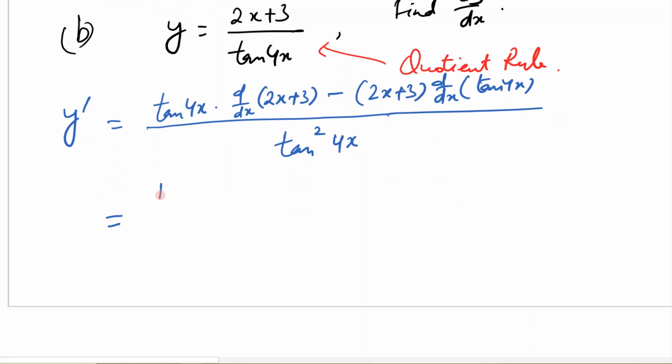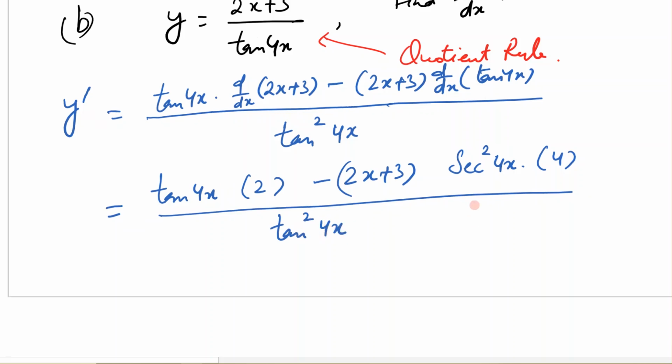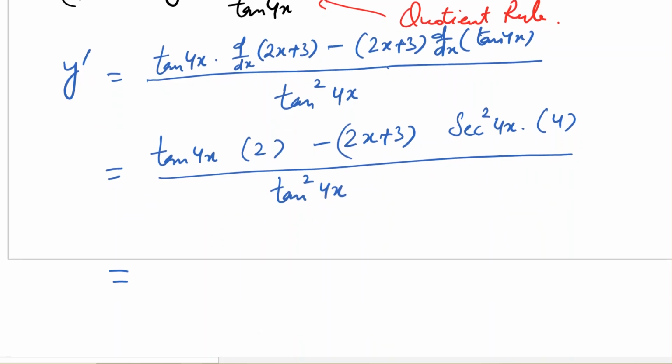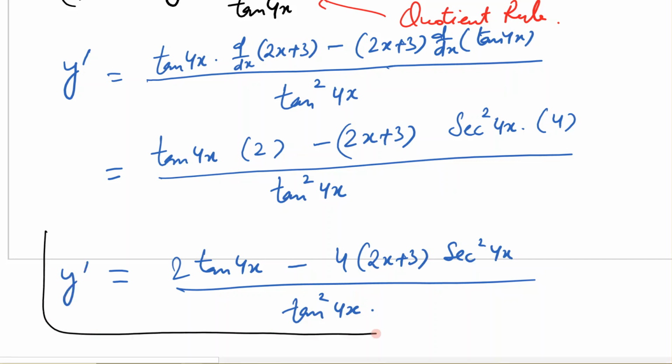So in the next step, we get tangent 4x, derivative of 2x plus 3 is just 2, minus 2x plus 3, and derivative of tangent 4x is, derivative of tangent is secant, so secant square 4x, and by chain rule, the derivative of 4x is 4. So whole thing divided by tangent square 4x. And in the end, we get 2 tan 4x minus 4 times 2x plus 3 secant square 4x, just a little bit of rearrangement, over tangent square 4x. So that is our required derivative.